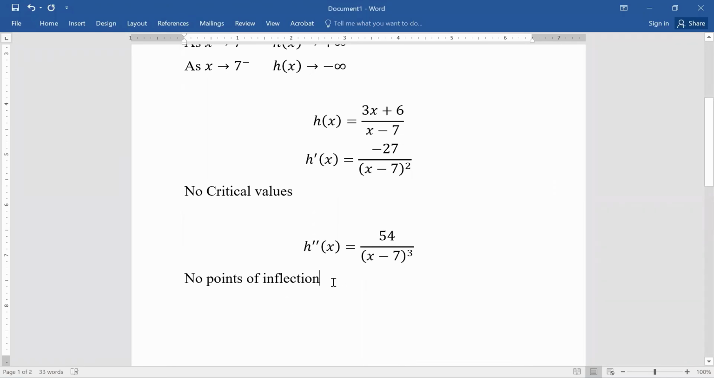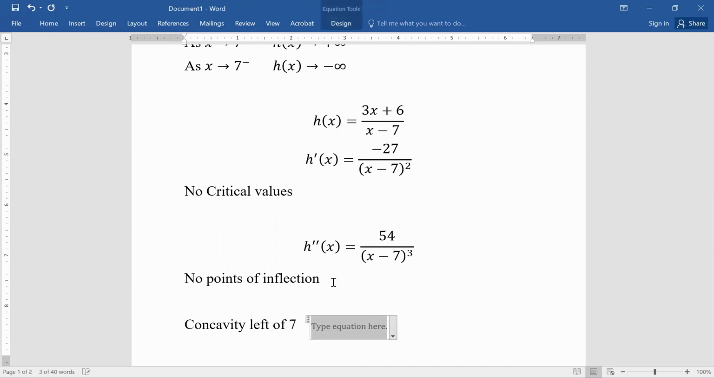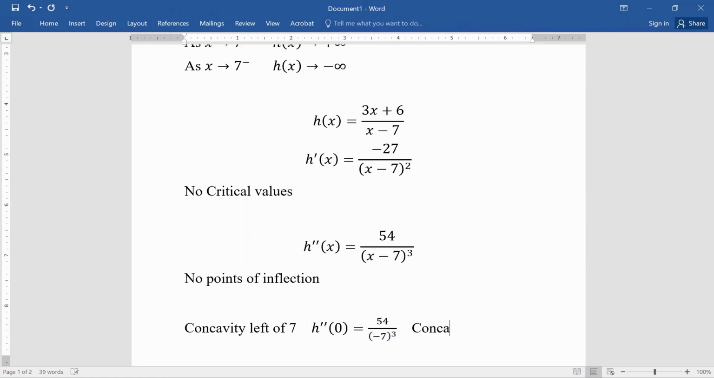So we got the second derivative, but what I was trying to say is concavity to the left of 7 can be found out by just plugging in some number that's less than 7. Let's plug in 0 into the function. That would be 54 over negative 7 cubed. The important part there is that that's a negative, and so we're concave down to the left of 7.